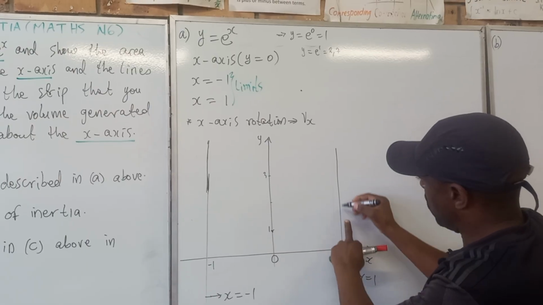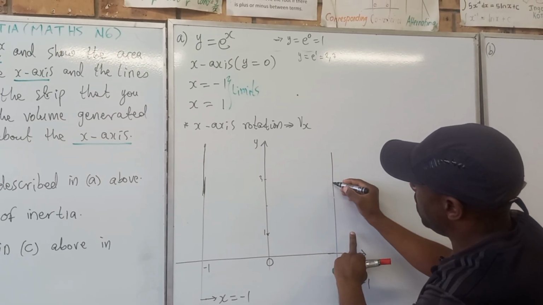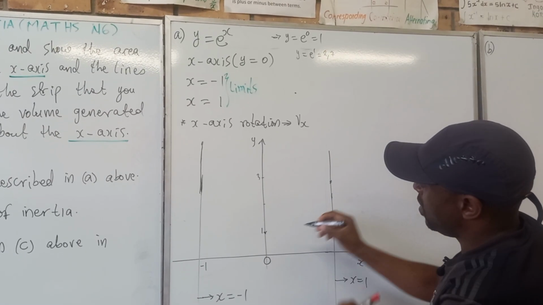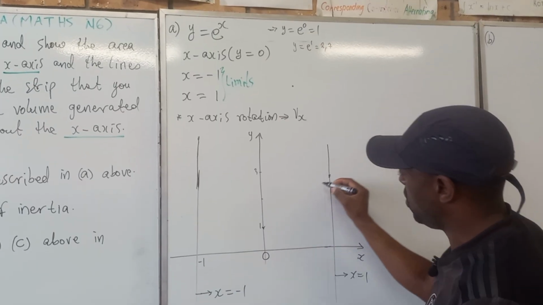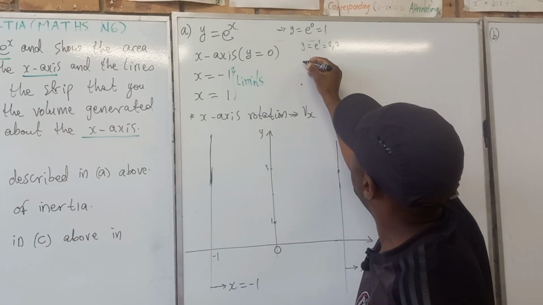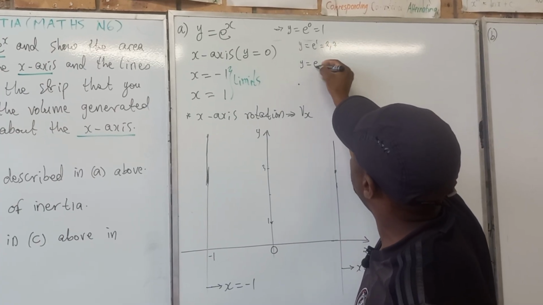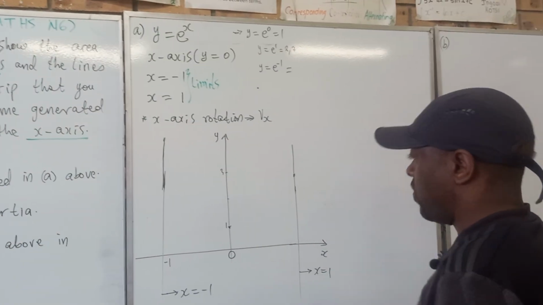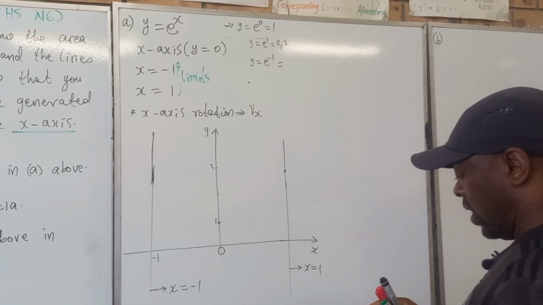So you see that when you're at 1, you're around 2.7. So your graph should touch there and go there. So you see, you already have an idea of the shape. If you try the same thing with -1, we'll get e to the power -1. Check from your calculator what is e to the power -1.